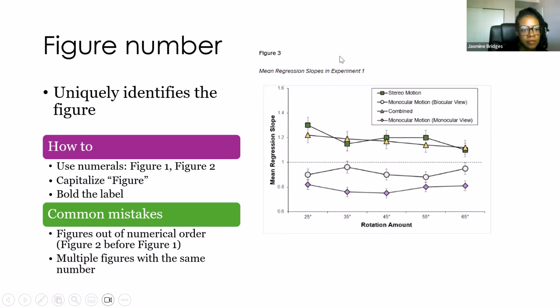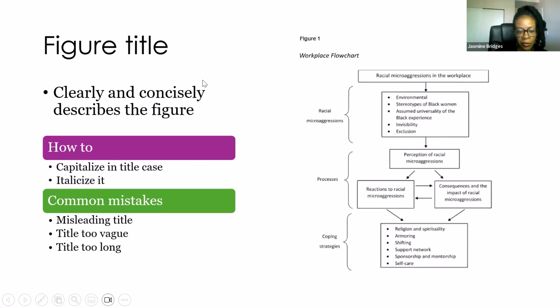The next one is going to be the figure title. Style elements: it's going to clearly and concisely describe the figure. We're going to capitalize it in title case and italicize it. And this might seem obvious. We might think, well, of course I need a title, but there are some things to keep in mind. We need to be thoughtful about how we create our title and what we do with it. We don't want it to be misleading, vague, or too long. We want the reader to be able to understand what's going to be in the figure by glancing at the title.